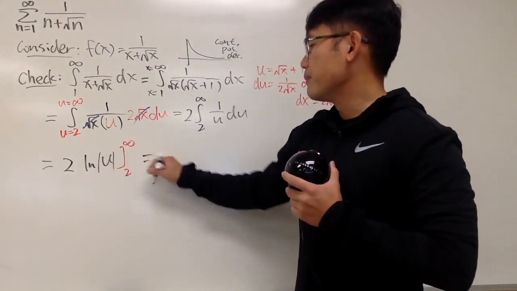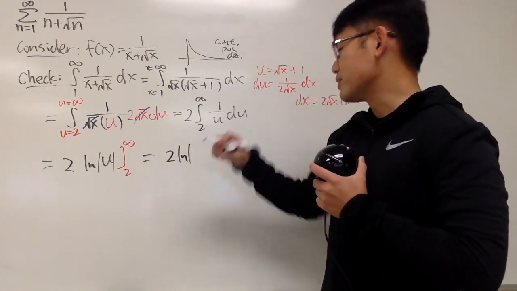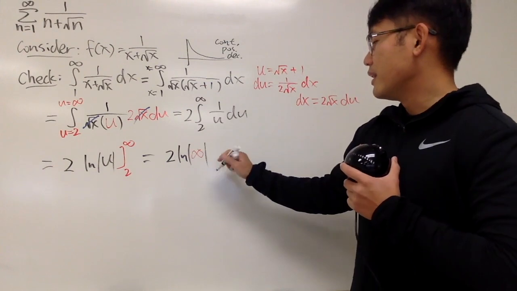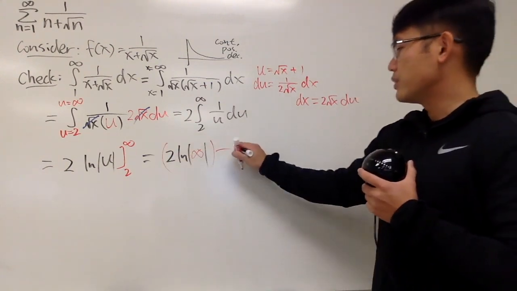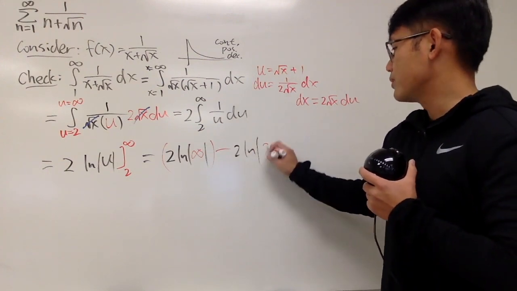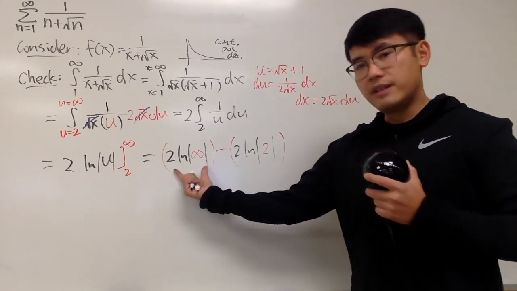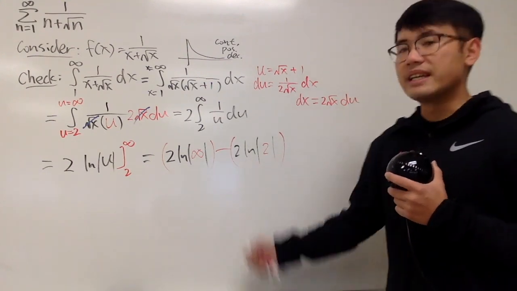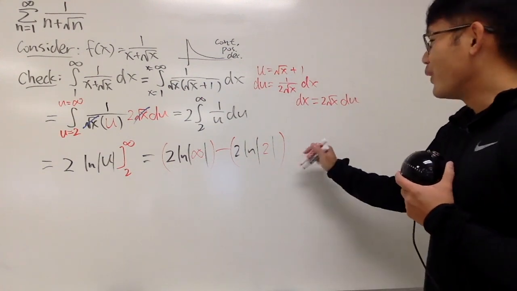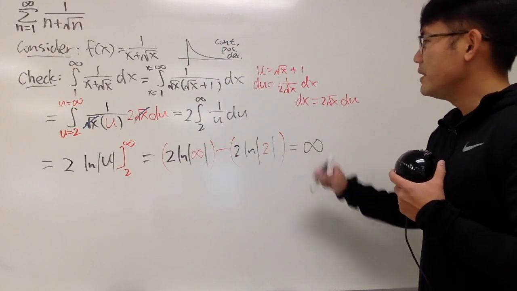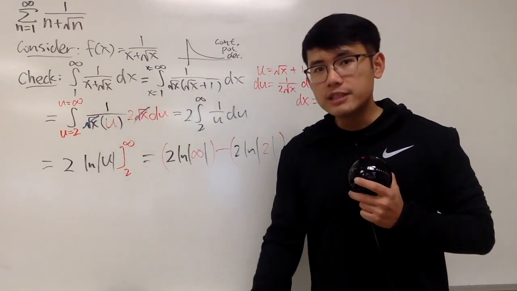And as you can see, putting infinity, putting 2. First we get 2 natural log, well, absolute value, infinity, doesn't really matter. And then minus, putting 2, so we get 2 natural log absolute value 2, like this. Well, this part is infinity, okay, just work that out. This right here is finite. Infinity minus finite, congratulations, we still have infinity. So, all in all, this right here is infinity, meaning that this improper integral diverges.